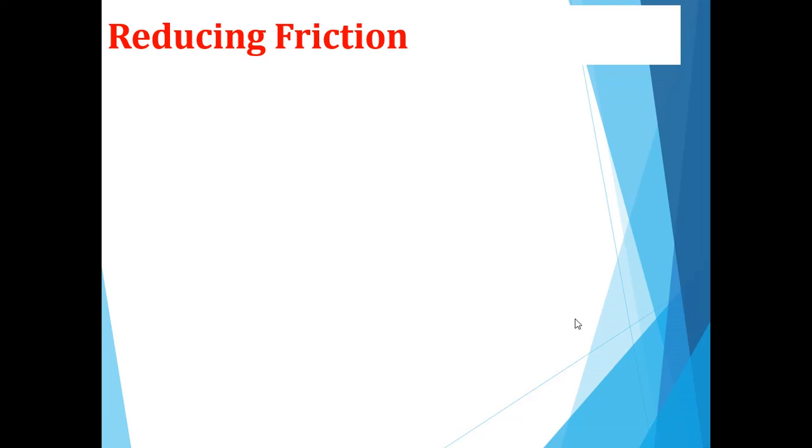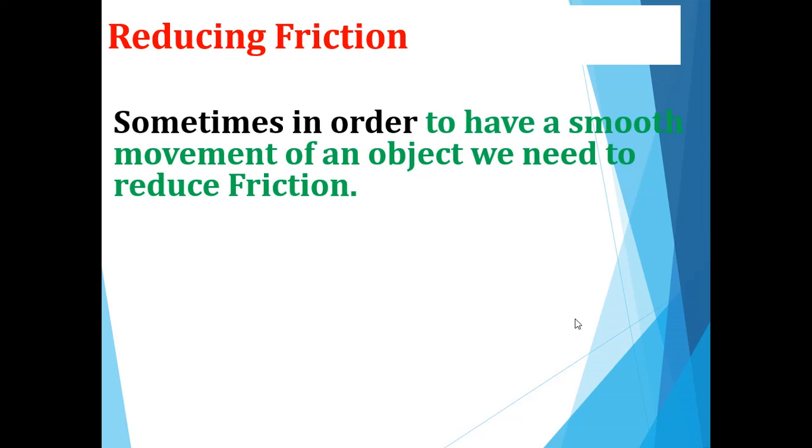Now, sometimes reducing friction is also helpful in some ways. In order to have a smooth movement of an object, we need to reduce friction. So why do we have to reduce the friction? For a smooth movement of an object, we need to reduce friction.